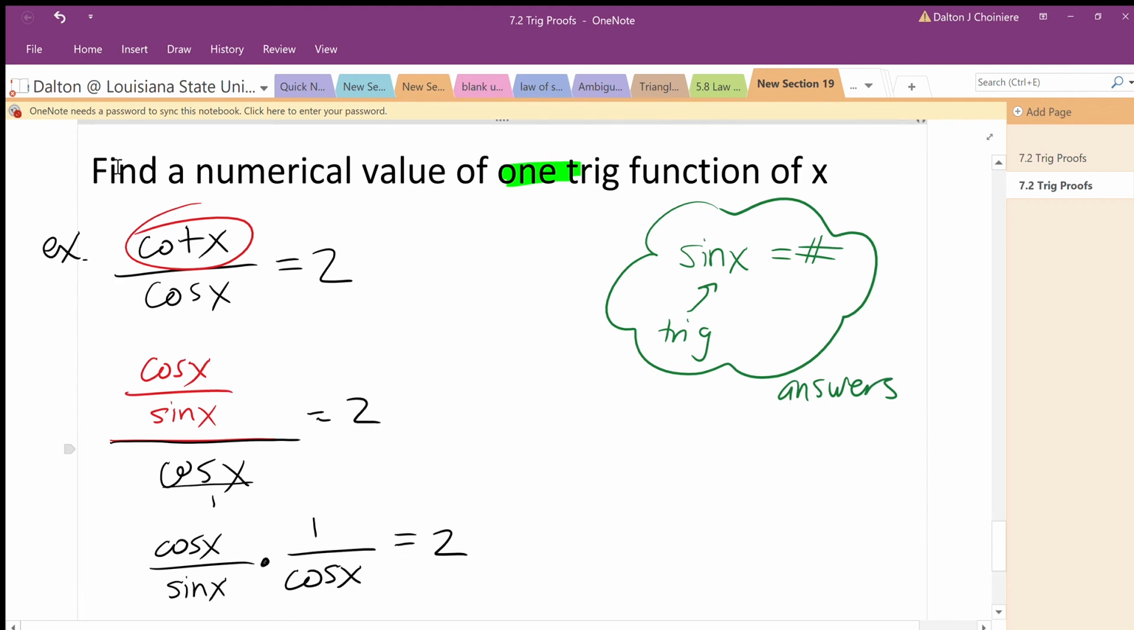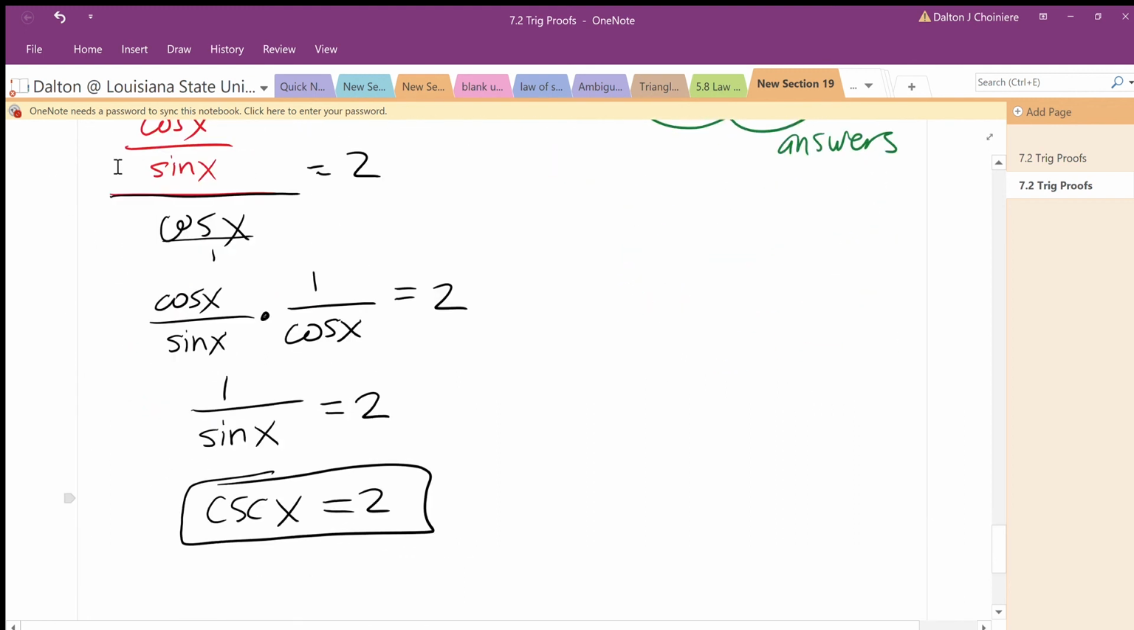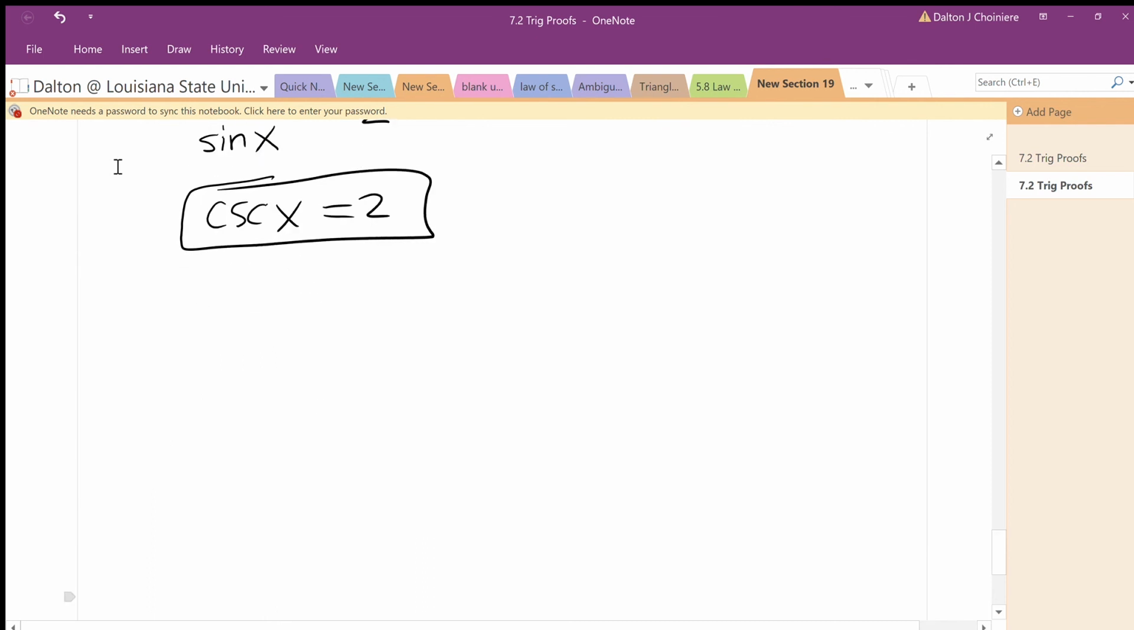Okay, let's do another one. Cosine squared x plus 2 sine x minus 2 equals 0.